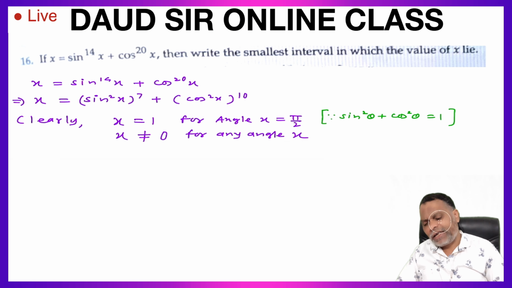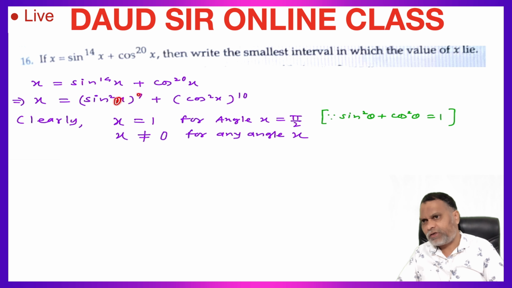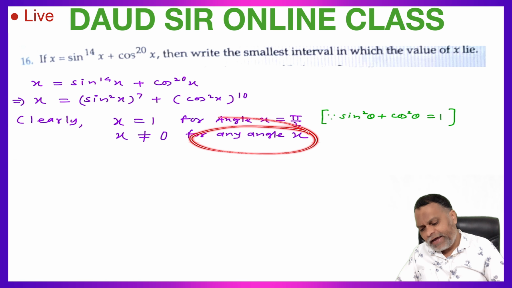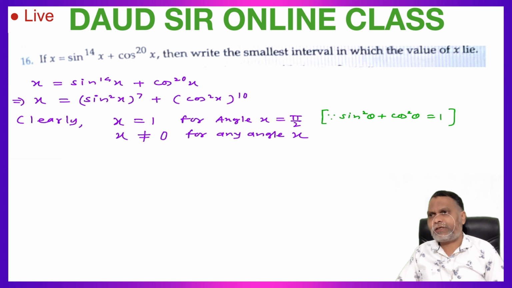Suppose we are taking x equal to 0. This angle is 0, so sin 0 is 0, 0 raised to sin 0 is 0 raised to 0, and cos 0 is 1, so we will get the value 1, not 0. If we take pi by 2, sin pi by 2 is 1, 1 squared is 1, and cos pi by 2 is 0. So for any angle x, we will not get the value 0.